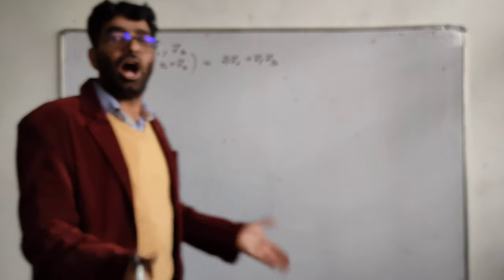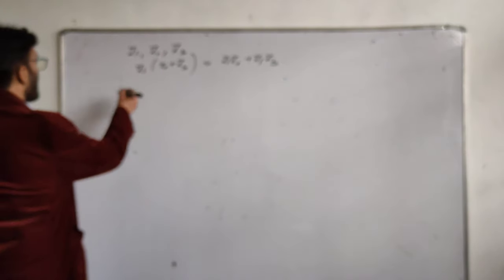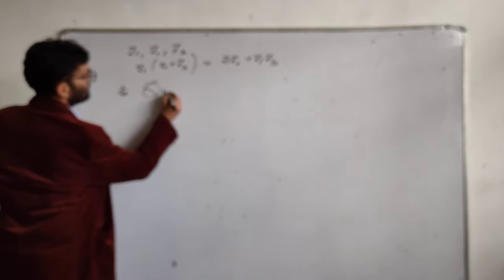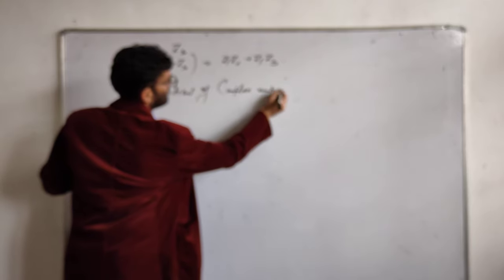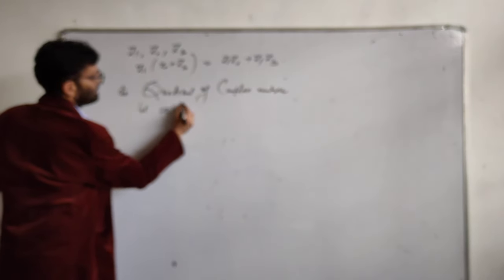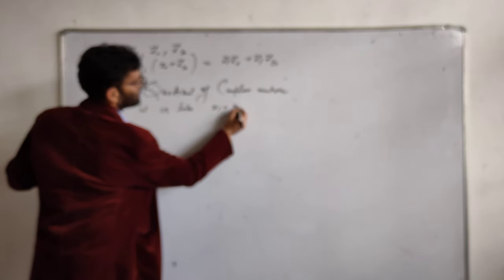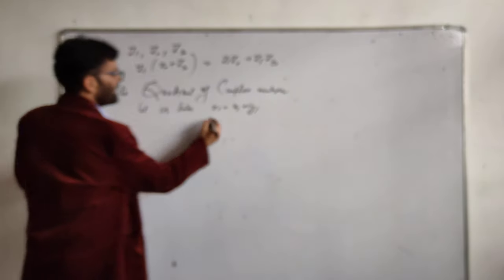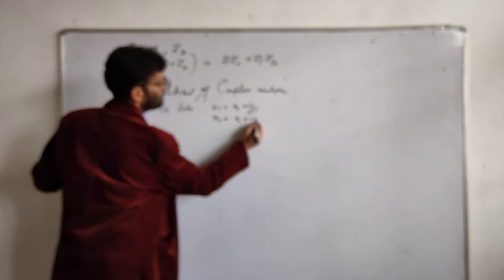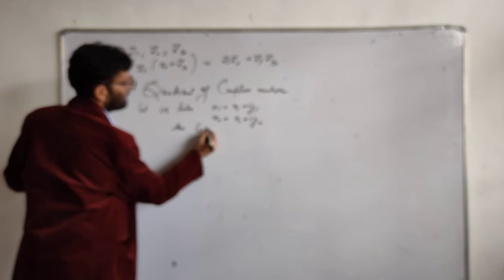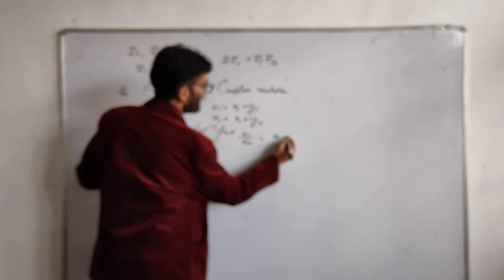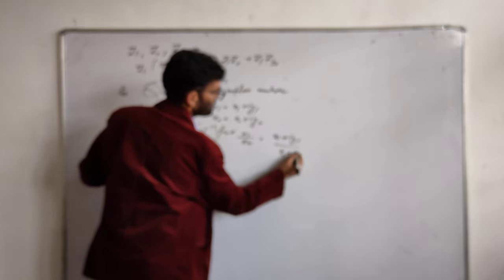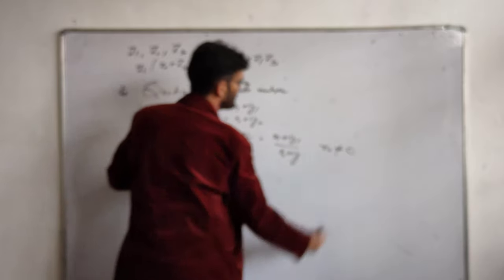Now, how to get the quotient of two complex numbers? Let us add one more topic: the quotient of complex numbers. Let us take z1 equal to x1 plus iota y1 and z2 is equal to x2 plus iota y2. Then let us find z1 divided by z2, that is the quotient. It is equal to x1 plus iota y1 divided by x2 plus iota y2. Remember that z2 is never equal to 0, because division by 0 should never occur. It is not equal to 0 or 0 plus 0 iota.